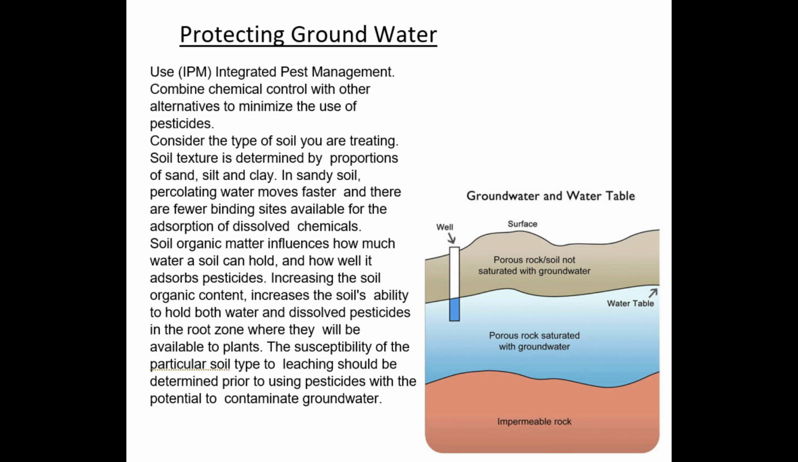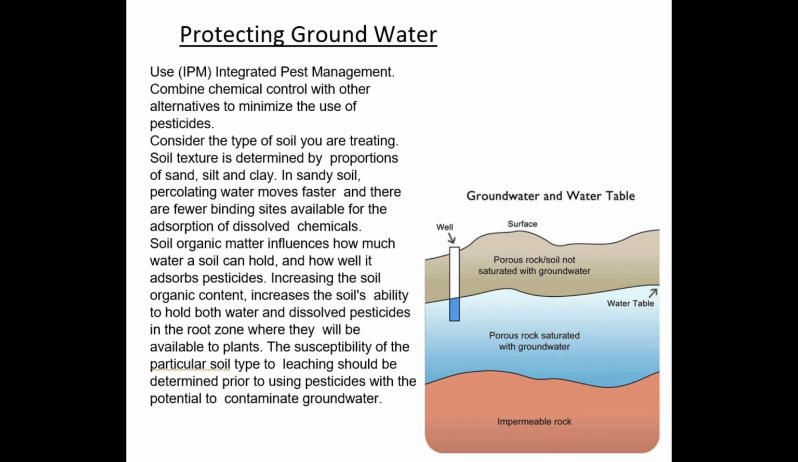Protecting groundwater. Use an IPM, integrated pest management. Combine chemical control with other alternatives to minimize the use of pesticides. Consider the type of soil you are treating. Soil texture is determined by proportions of sand, silt, and clay. In sandy soil, percolating water moves faster, and there are fewer binding sites available for the adsorption of dissolved chemicals.